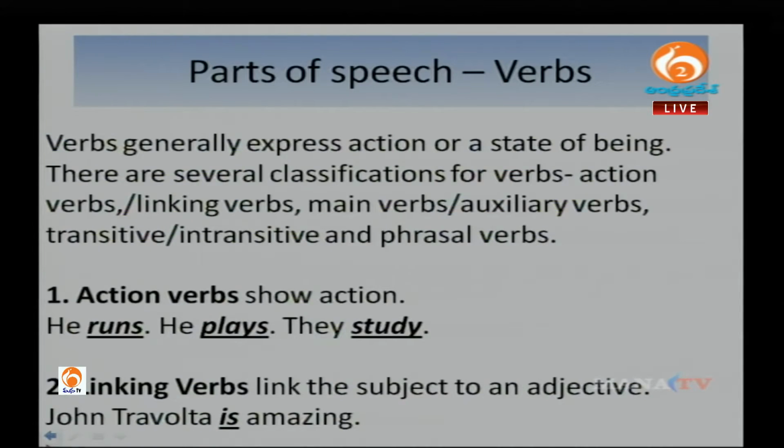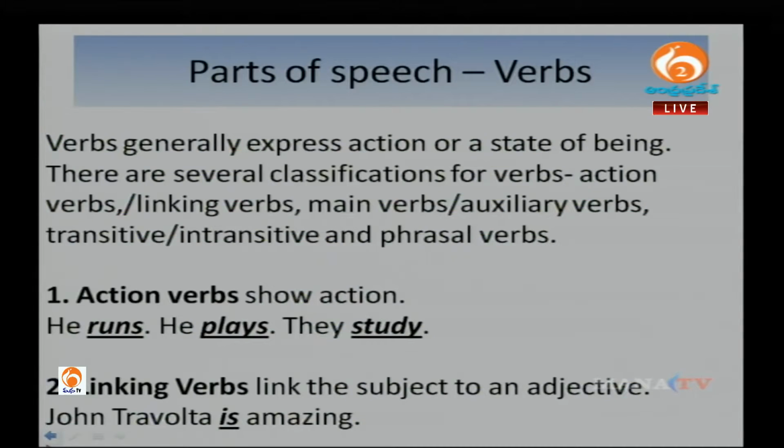Verbs generally express action or a state of being, right? There are several classifications for verbs: action verbs, linking verbs, main verbs, auxiliary verbs, transitive or intransitive, and phrasal verbs. So there are different kinds of verbs. We will discuss this in detail in our next section, but as of now what you need to understand is the basic fundamental of verb. What exactly it means.